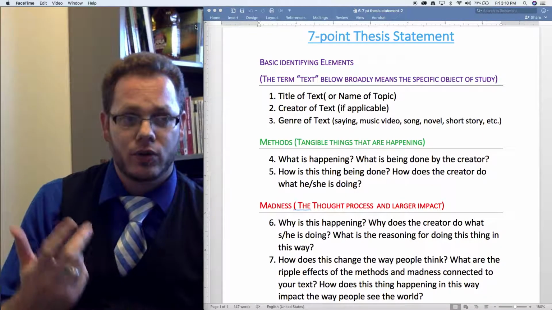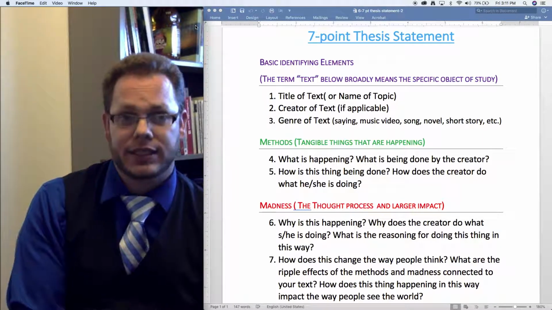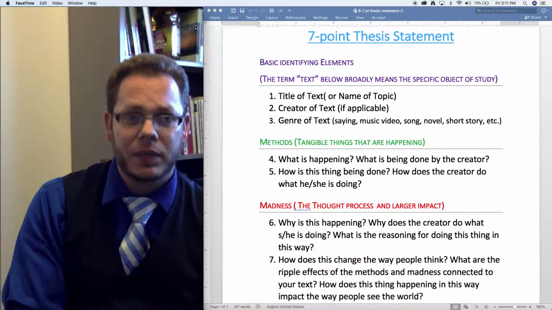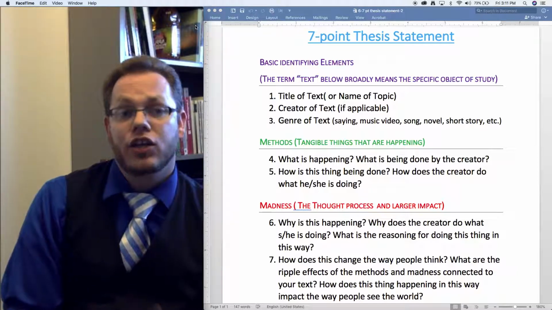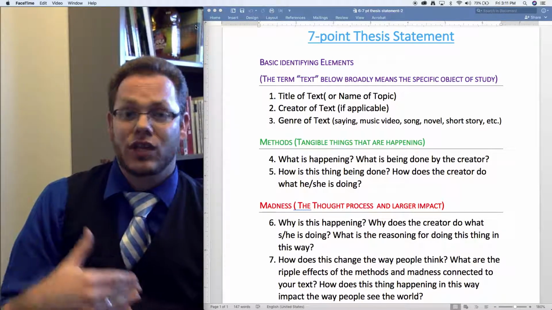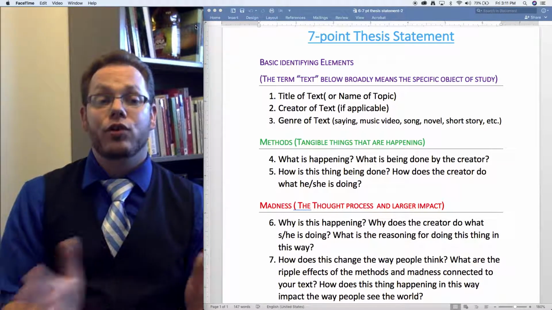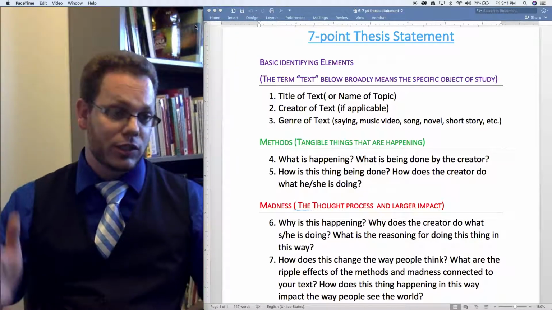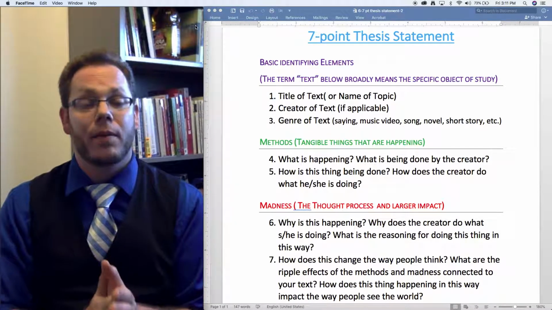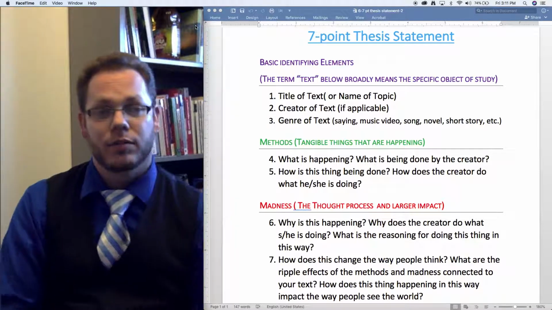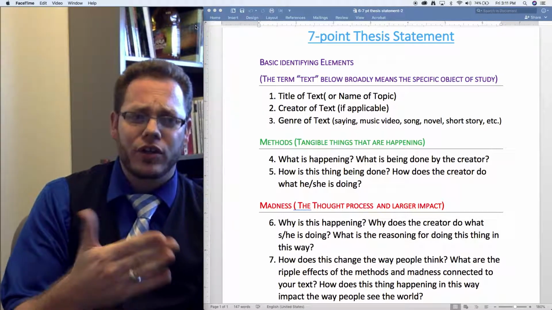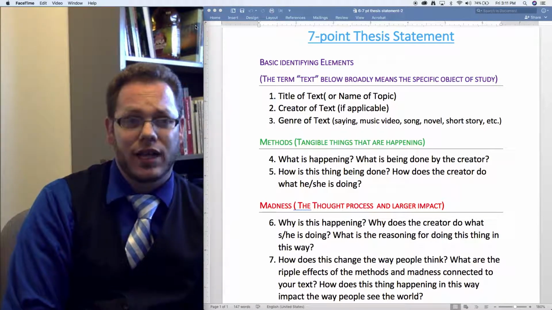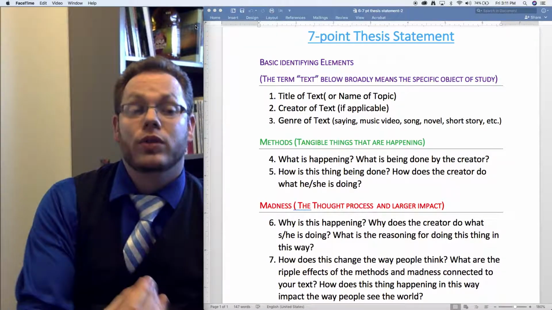The title, the genre, the creator, if it's an actual text. A text is a single piece of communication written by an author or group of authors, and you have to name that to at least set the bare minimum. And if you're doing a more topical essay, you still want to get to the specific things.